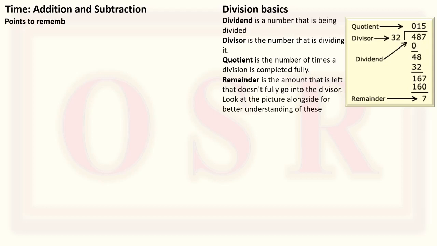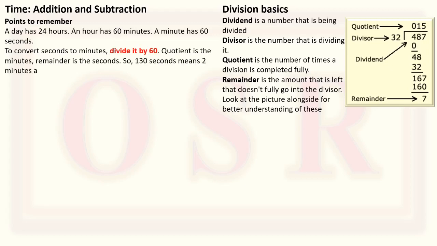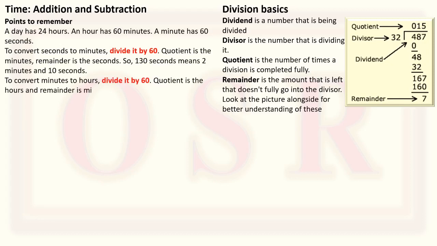Okay, now points to remember: a day has 24 hours, an hour has 60 minutes, a minute has 60 seconds. Now to convert seconds to minutes, divide by 60. The quotient is the minutes, the remainder is the seconds. So 130 seconds means 2 minutes and 10 seconds. Now to convert minutes to hours, divide by 60. The quotient is the hours and the remainder is the minutes. So 80 minutes means 1 hour and 20 minutes.